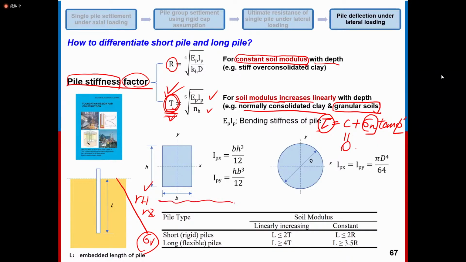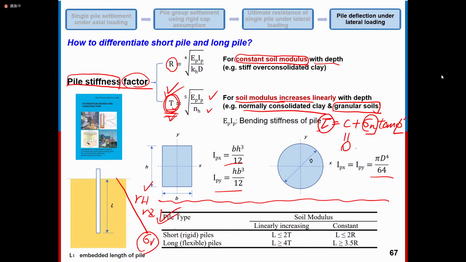Here I also present the equations for calculating the moment of inertia. You should have learned how to calculate it before, in structural mechanics, I guess. Here I just present them to help you directly refer to them and do the calculation. And here, I think it's very important.